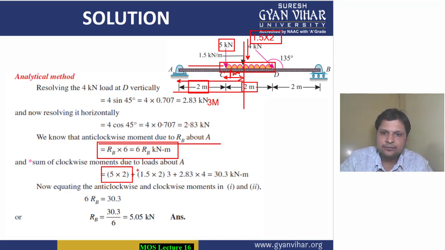Alright, then the third force is 2.83. What is this 2.83? 2.83 is the component of this 4 kilonewton force in the vertical direction. So this component of 4 kilonewton force in the vertical direction into its distance. What is the distance? 2 plus 2, that is 4. So 2.83 into 4. This is the third component.